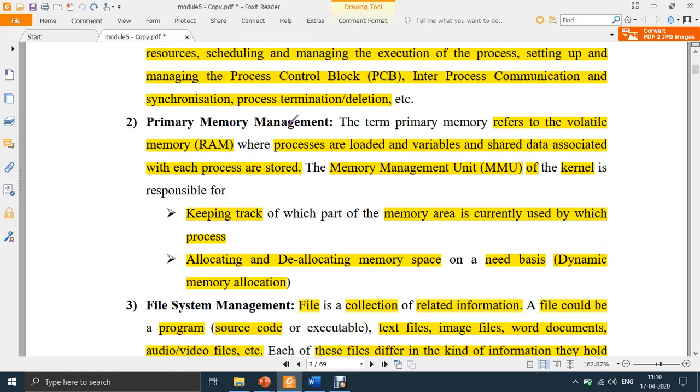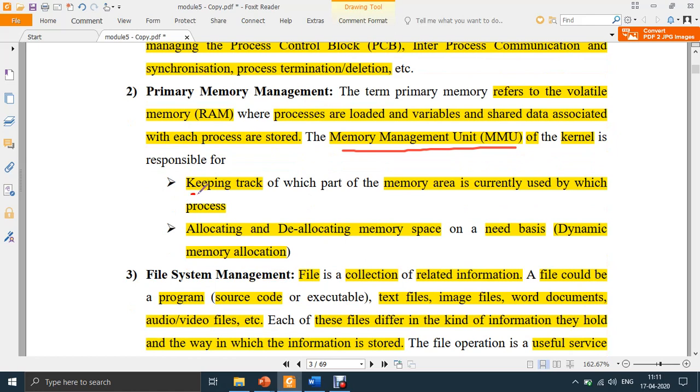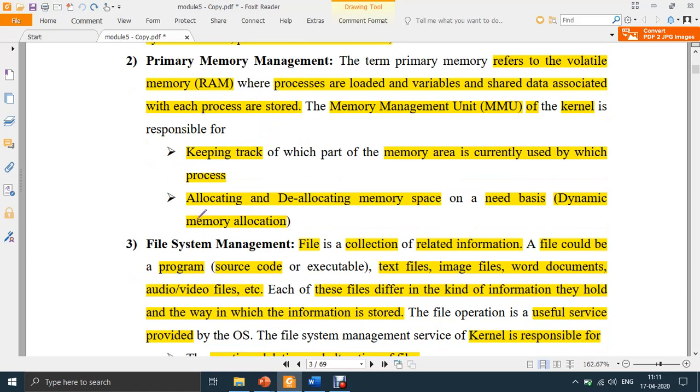This primary memory will also have a memory management unit which is responsible for keeping track of which memory area is currently used by which process. So let's say there is 1 GB of memory. Out of that 1 GB, which part is utilized by process 1, which part is utilized by process 2, and which part is utilized by process 10. All these will be kept track of by the primary memory management service of the kernel. And it is also responsible for allocating and deallocating memory on need basis.